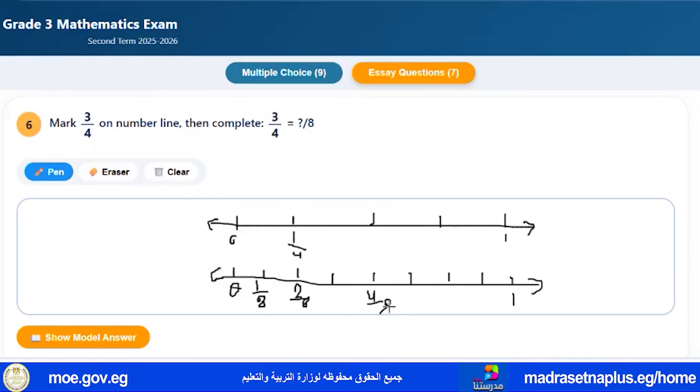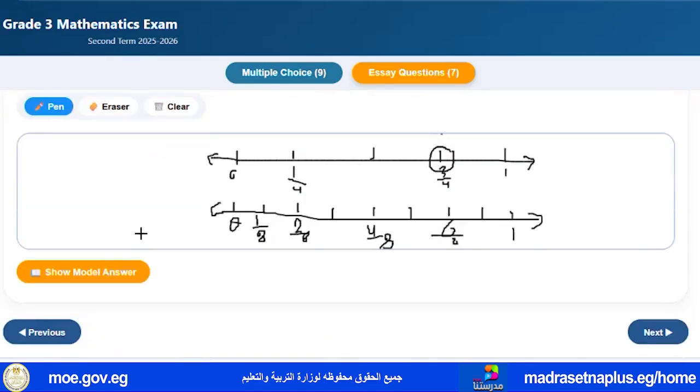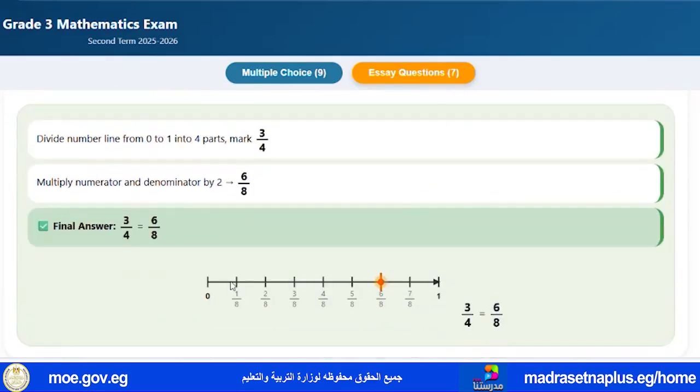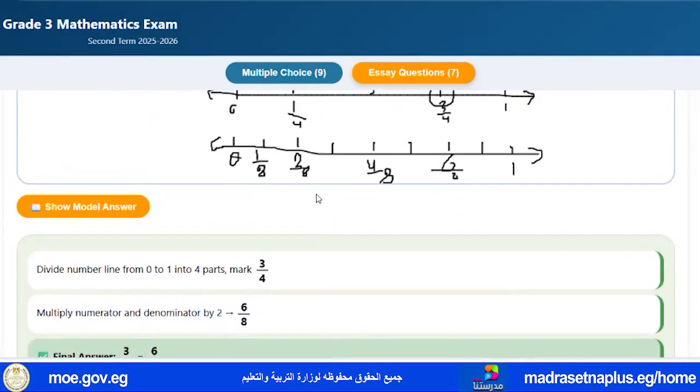Yes, 4/8. Okay, now I need what? 3/4. 3/4 is this one. Directly you can get it. Easy, it's easy. Okay, it will be what? Yes, 6/8. So 3/4 equals 6/8. Good. I can answer this question by using models or by using a number line.